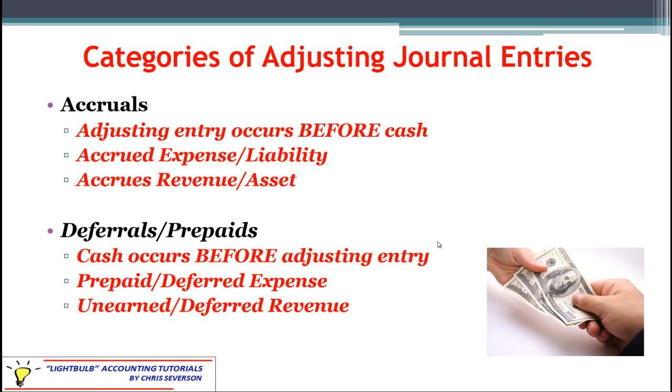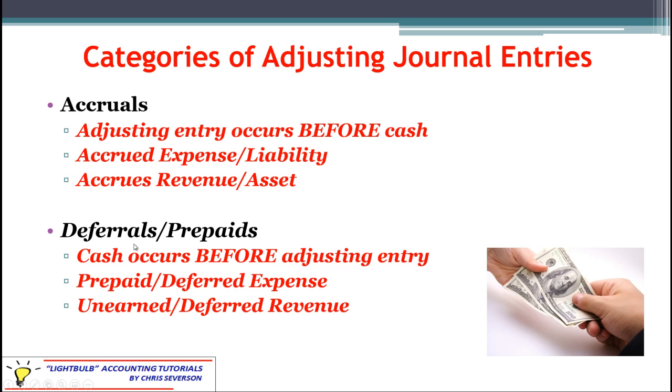So the categories of adjusting entries. We have what are known as the accruals. With the accrual adjusting entries, we're saying that the adjusting entry itself happens before the cash transaction. In other words, we have to recognize revenue or expense before the actual cash changes hands. So we have the accrued expense liability, and both of them are being accrued, and we have the accrued revenue asset. So we're going to see those 2 different types of adjusting entries.